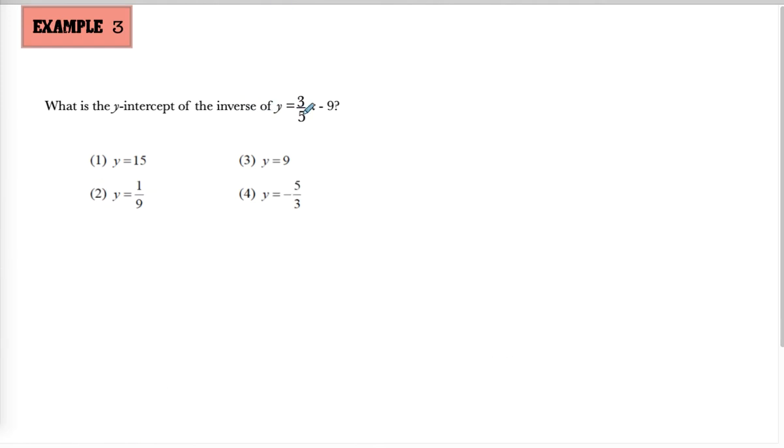Okay, what is the y-intercept of the inverse? Well, let's get our mind straight.